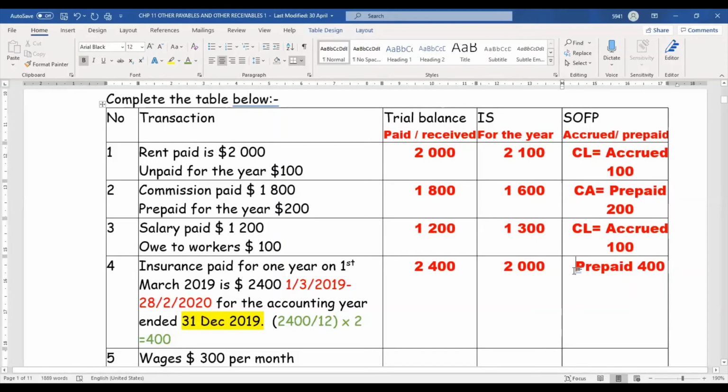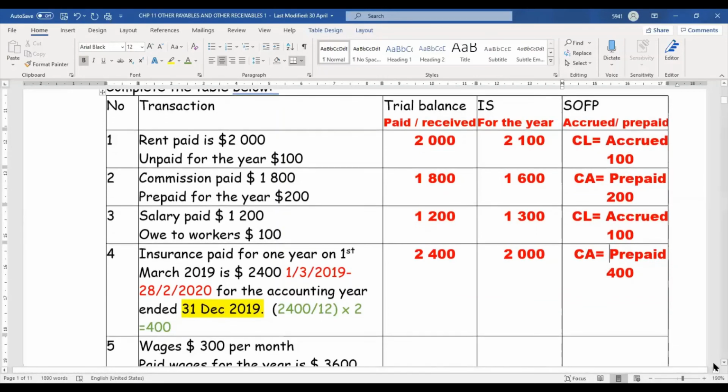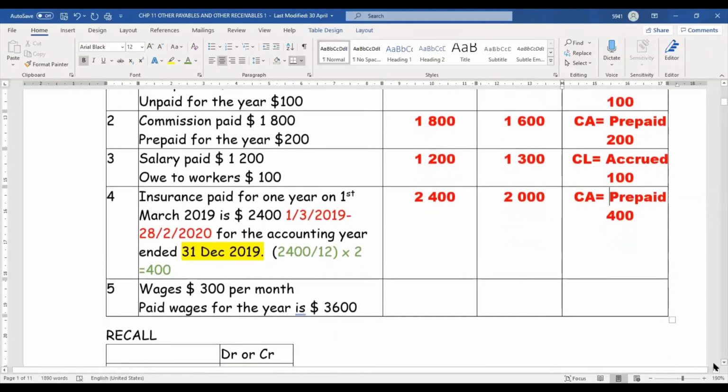Prepaid means I overpaid. If I overpaid, that guy owes me. If that guy owes me, it's my current asset. Current asset prepaid by 400. Okay, next one.